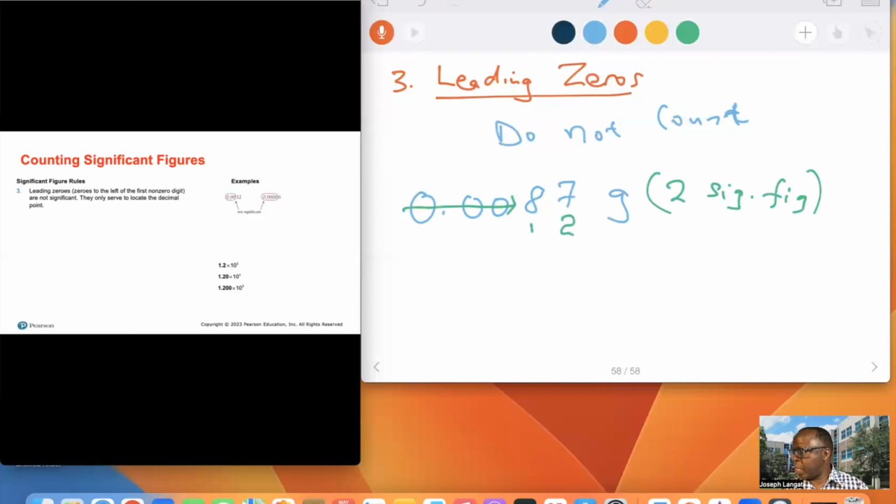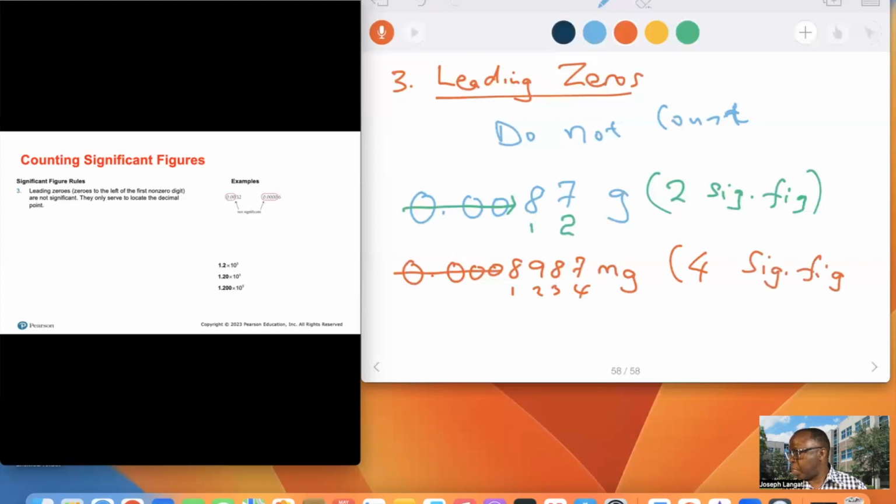If I have a number such as 0.0008987 milligram, for example, the zeros here do not count. 1, 2, 3, 4. This has 4 significant figures. That's how we take into account the leading zeros. The zeros you see here, they do not count. This has 1 significant figure. This has 2 significant figures.